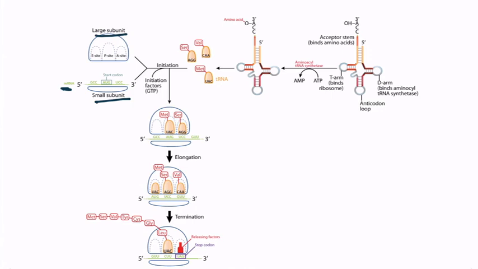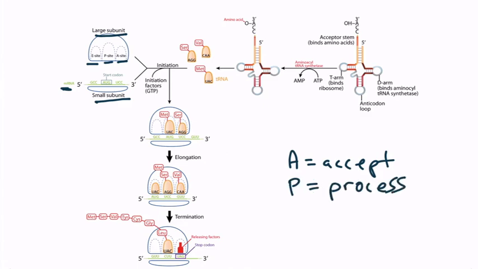In the figure, you can see that the large subunit has 3 sites: the A site, the P site, and the E site. The A site is responsible for accepting charged tRNA molecules, so A for accept. The P site processes the tRNA or facilitates the formation of a polypeptide, so P for process. And finally, the E site is where tRNA molecules exit the ribosome, so E for exit.